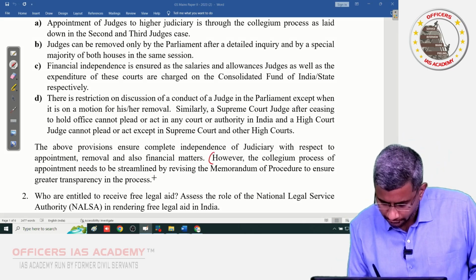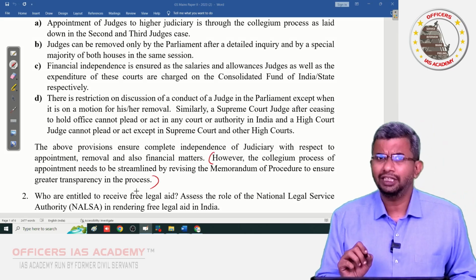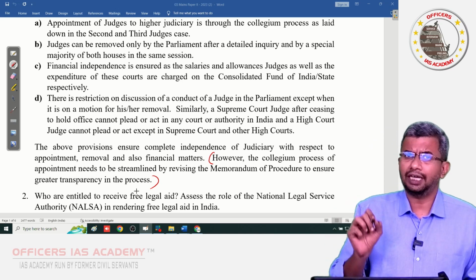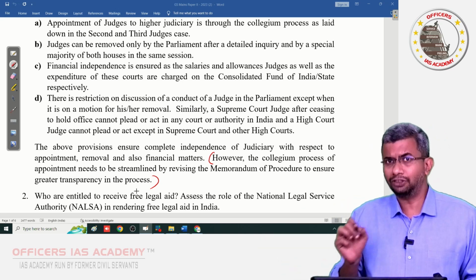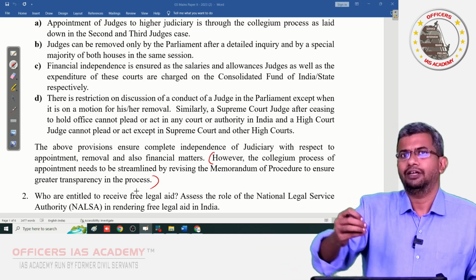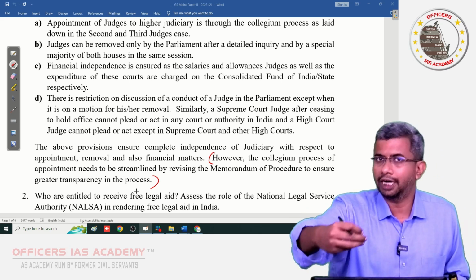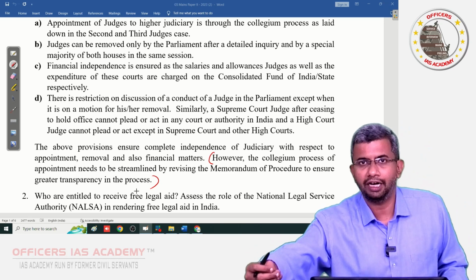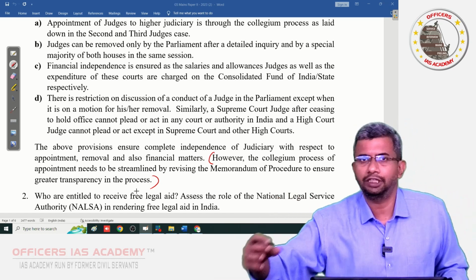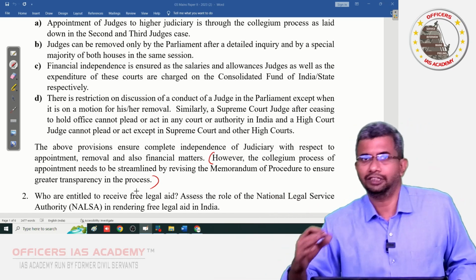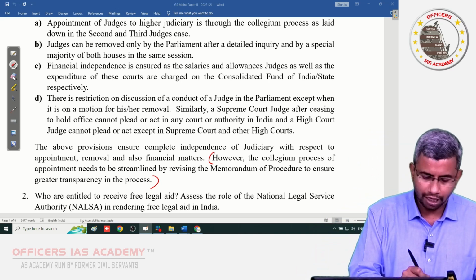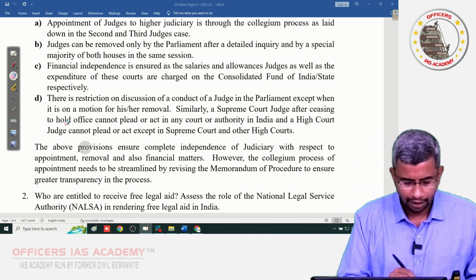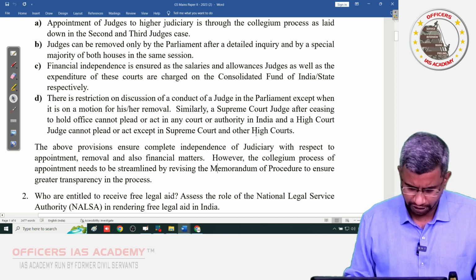This is the conclusion that I wrote for this model answer, because the chances are that UPSC has asked this question because of the current event, so you try and link it. However, the collegium system requires more transparency and accountability. The revised Memorandum of Procedure has to be finalized so that there is more transparency in the process while appointing the judges. That can be an additional conclusion which you can write at the end of this question.